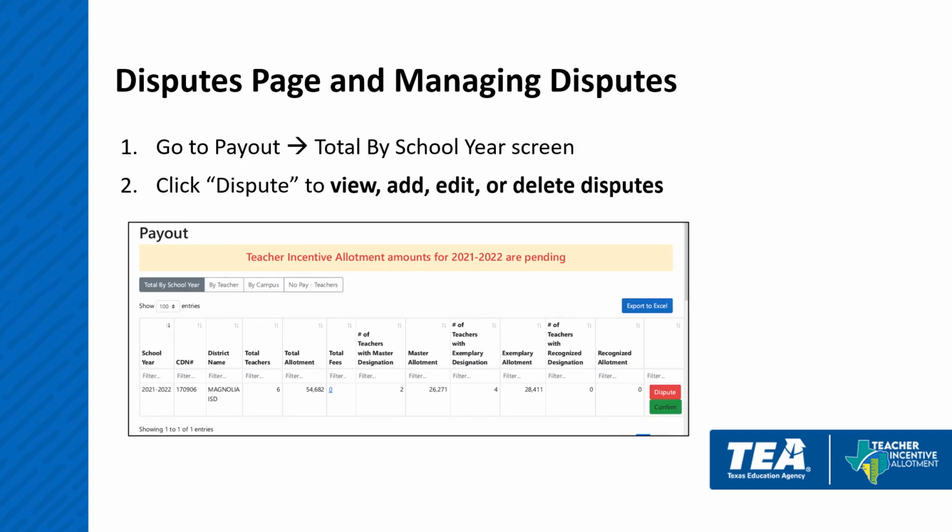So to submit a dispute, you'll go to the Payout Total by School Year screen, and you'll see that there is a green button and a red button. A green means all systems go, all data is correct, you're ready to confirm. If any data is incorrect, you'll want to click the red Dispute button.